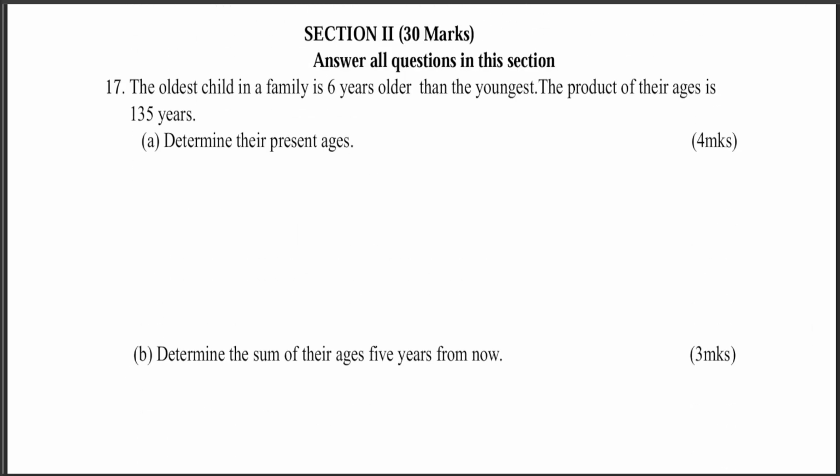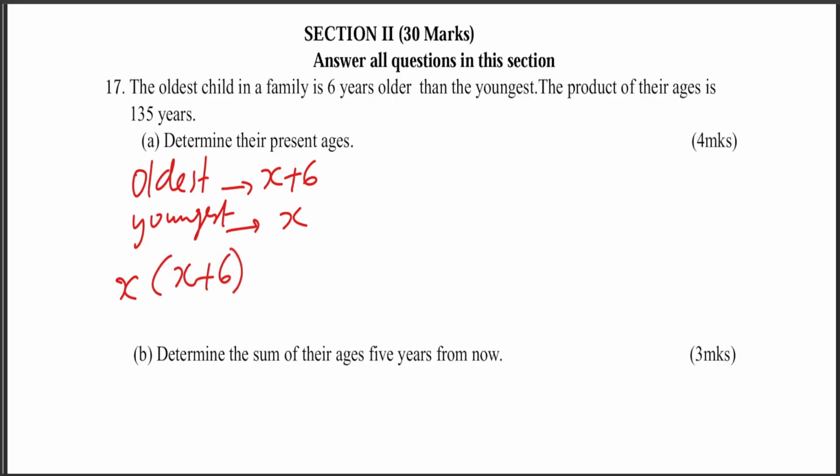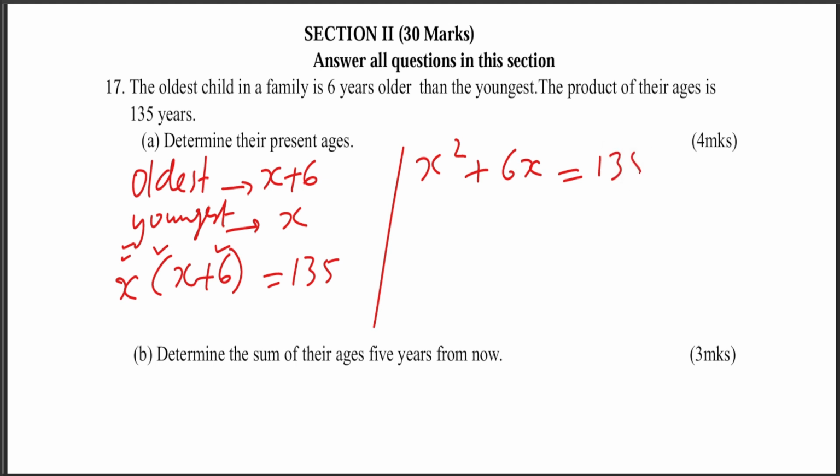It's a quadratic question. Now, the oldest child is 6 years older than the youngest, so the oldest is x plus 6. The youngest is just x. The product of their ages, x times x plus 6, the youngest times the oldest, is 135. So x times x gives you x squared, x times 6 gives you 6x. So x squared plus 6x is equal to 135.